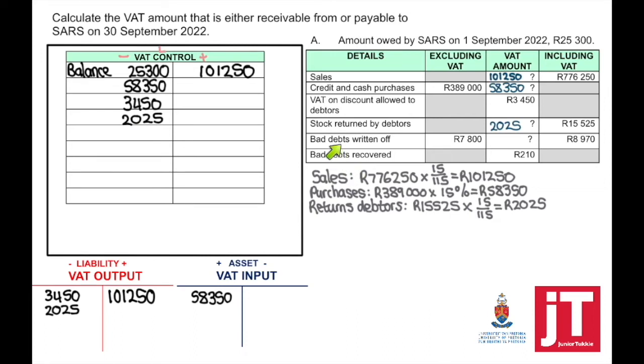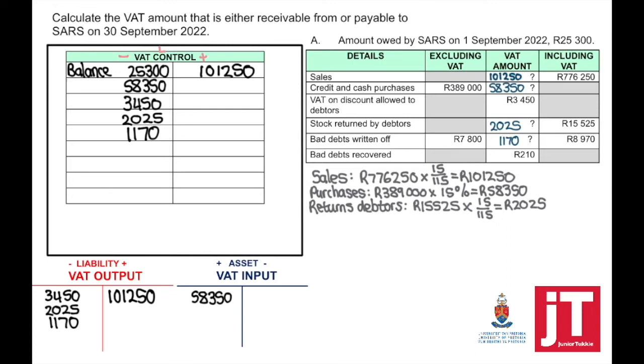Bad debts written off? This is an easy calculation because we just need to take including VAT minus excluding VAT, and that equals the VAT amount. Bad debts written off means that we can get a reduction in the amount which we owe SARS. VAT output will be debited, and if that output is debited, our liabilities will decrease, the VAT control account will be debited. Bad debts recovered, they provided the figure to me, so there's no calculation involved.